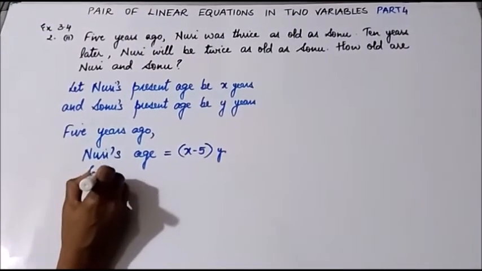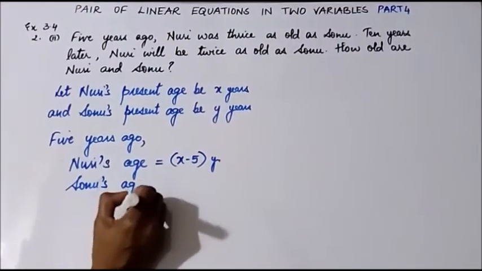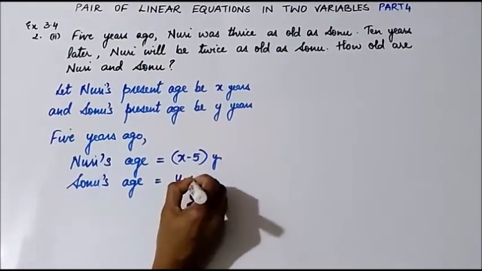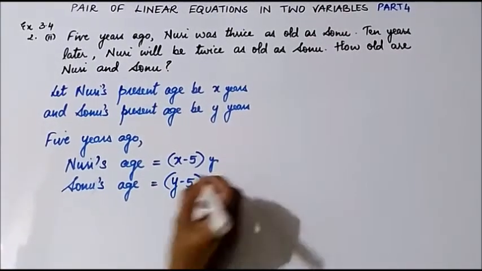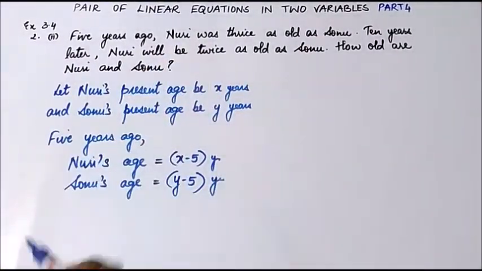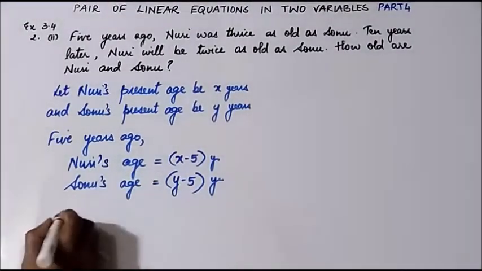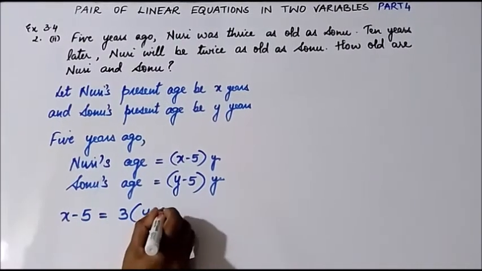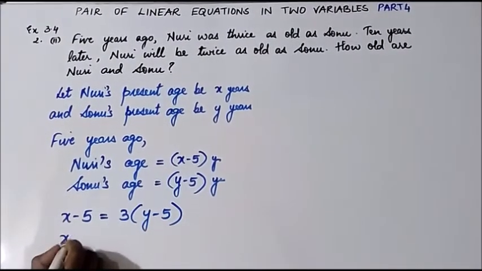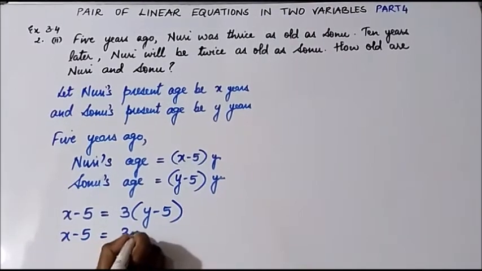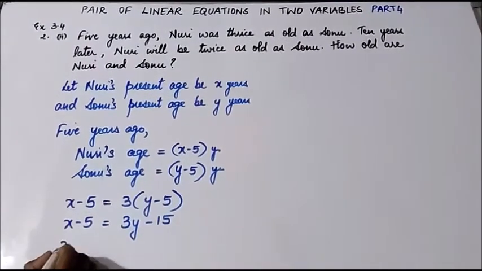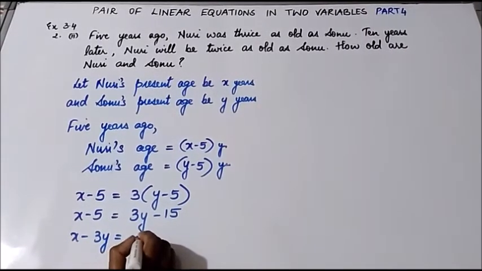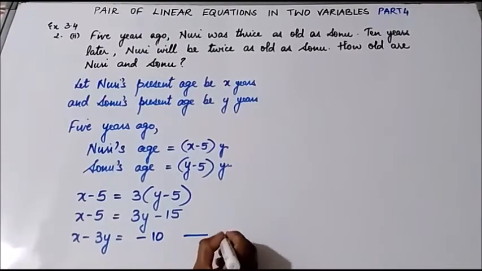You've got here Sonu's age. Her present age is y years. So 5 years ago her age was y minus 5 years. Okay, let us read the question. 5 years ago Nuri was thrice as old as Sonu. You open the bracket, we get here x minus 5 is equal to 3y minus 15. This will give us x minus 3y is equal to minus 10. This is your first equation.